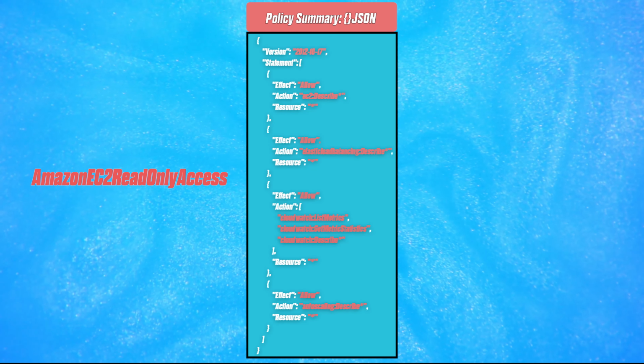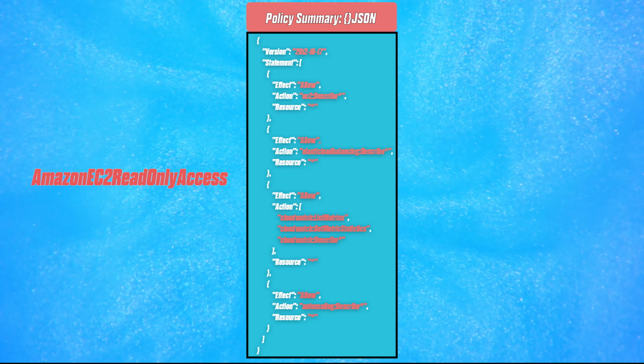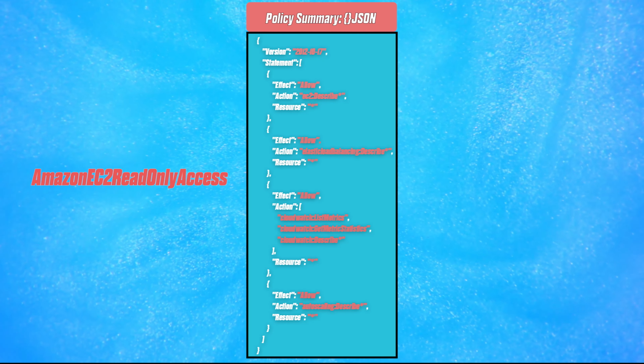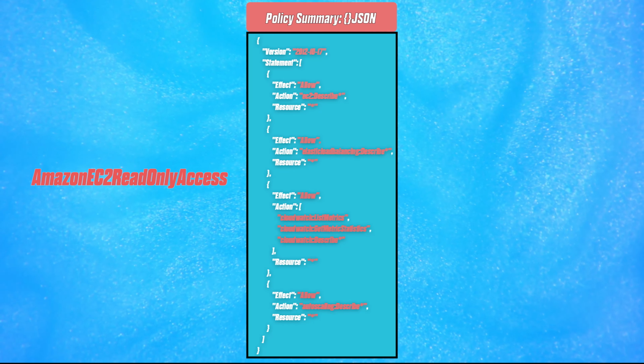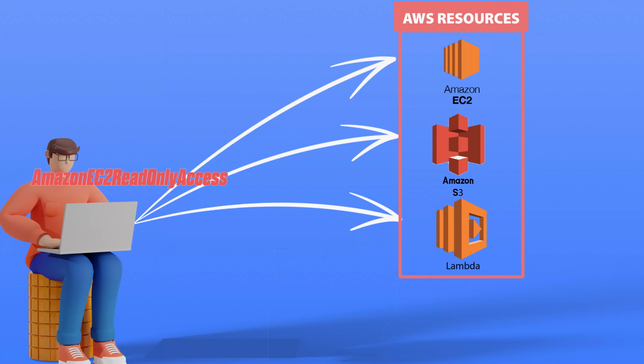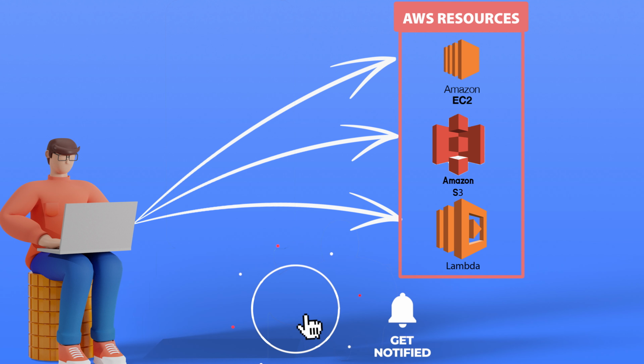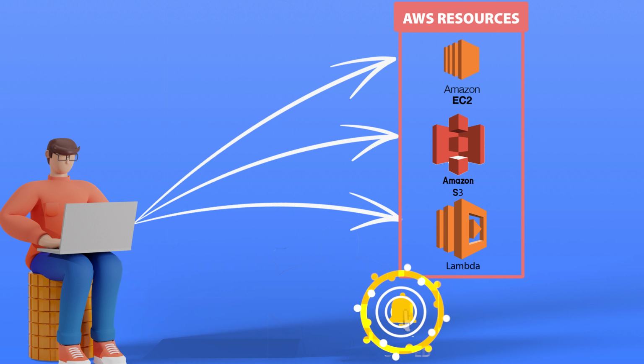Another example is EC2 read-only access. With this permission, you can view EC2 instances, but you cannot start or stop instances. So to put it all together, we can give a user, a group, or a role access to resources in AWS using IAM.